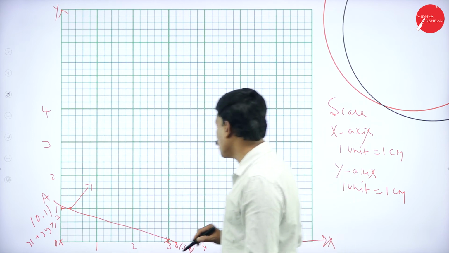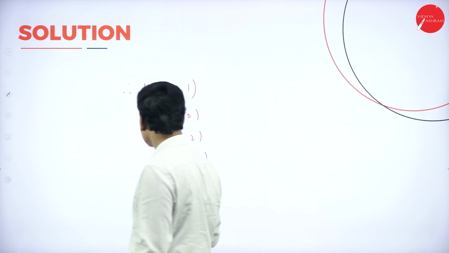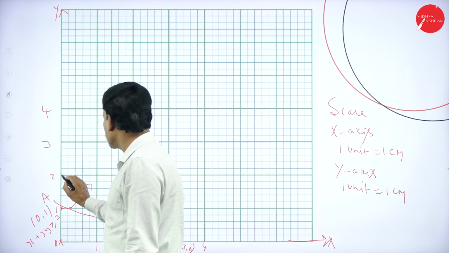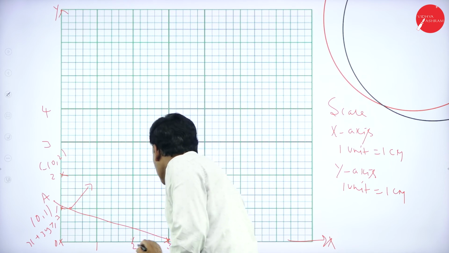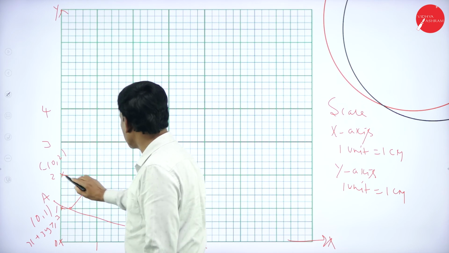Now come to the next point. What is C? C is 0 comma 2 and D is 2 comma 0. C is 0 comma 2, x is 0, y is 2. And what is D? 2 comma 0. Now draw the straight line.